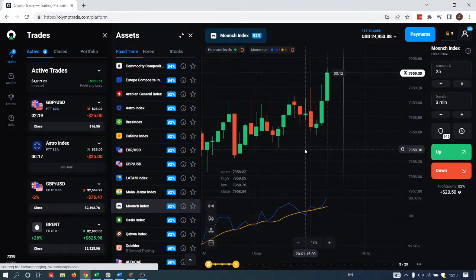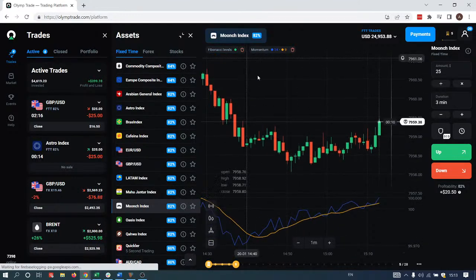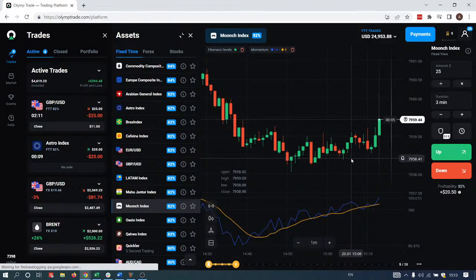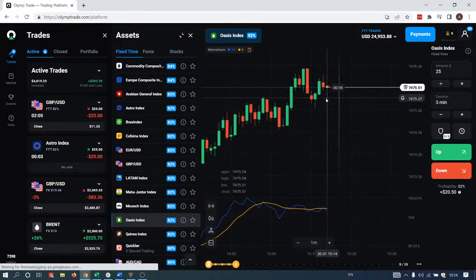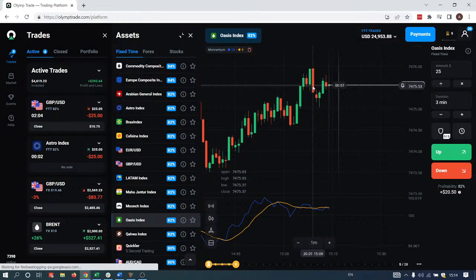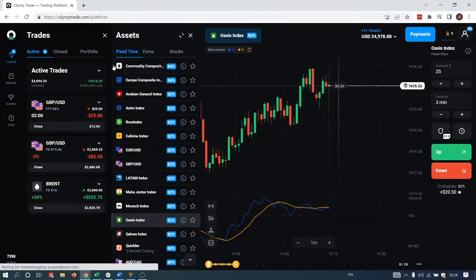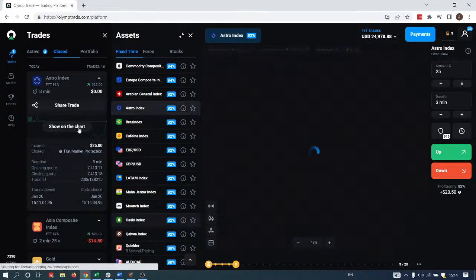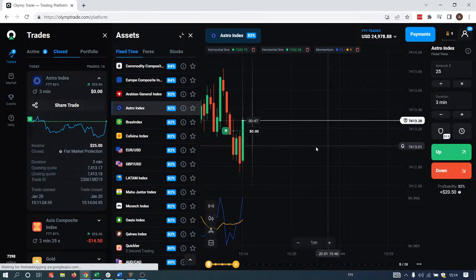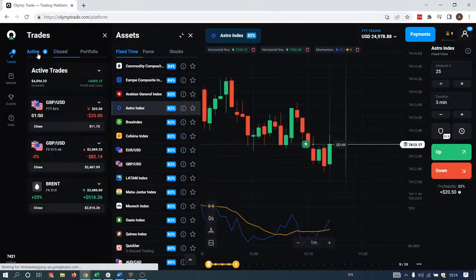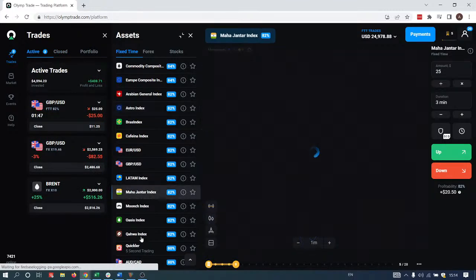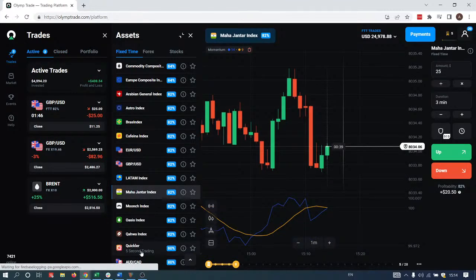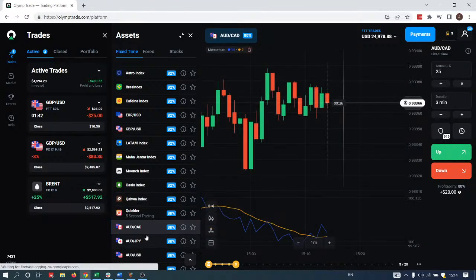All right, all right. So another example here is Mooch index, where we have way too many crossings. So I would give it a little bit of time to really decide where it wants to go. And kind of similar situation with Oasis index. Okay, so how did this trade close? Let me see. Astro index. Okay, so Astro index just closed with a refund. So did anyone copy this trade, guys, or not?